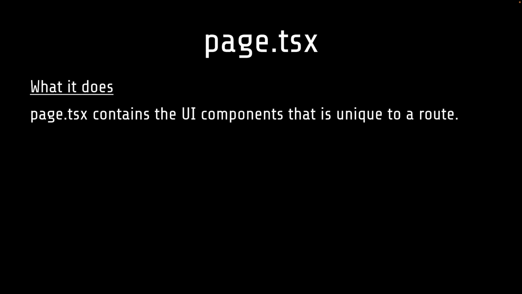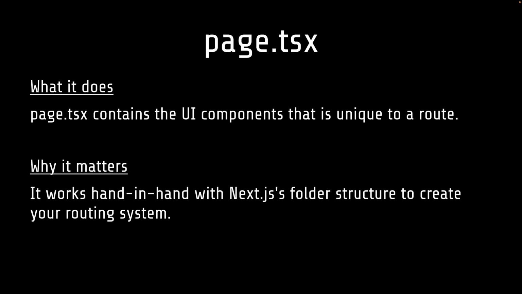Let's start with page.tsx. Page.tsx contains the UI components that are unique to a route. This file is crucial because it works hand in hand with Next.js folder structure to create your routing system. Let's head over to VS Code and understand this better.